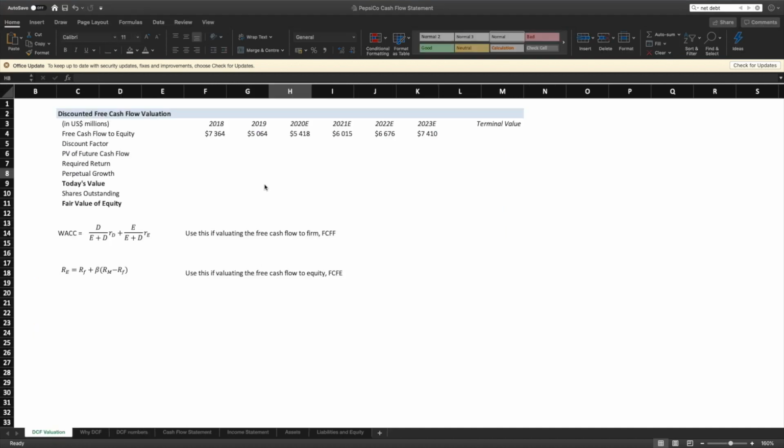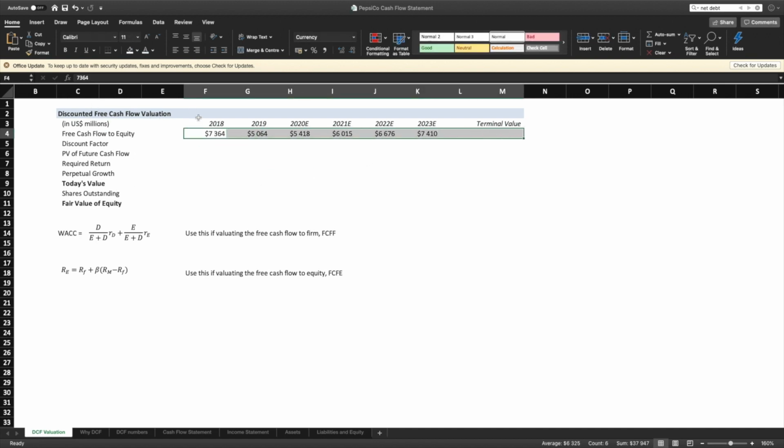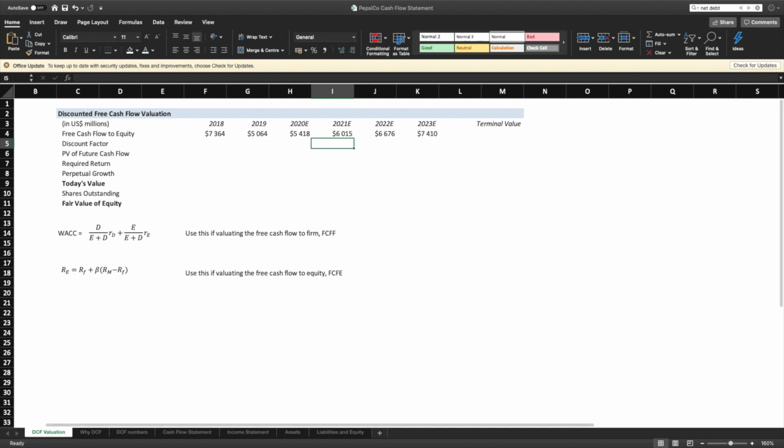All right, so let us go ahead and pull those numbers in here into our DCF valuation spreadsheet table. The next step from here is to determine the discount factor that we have. And it's actually pretty interesting, since we're calculating the cash flows to equity, we need to use the appropriate discount rate.